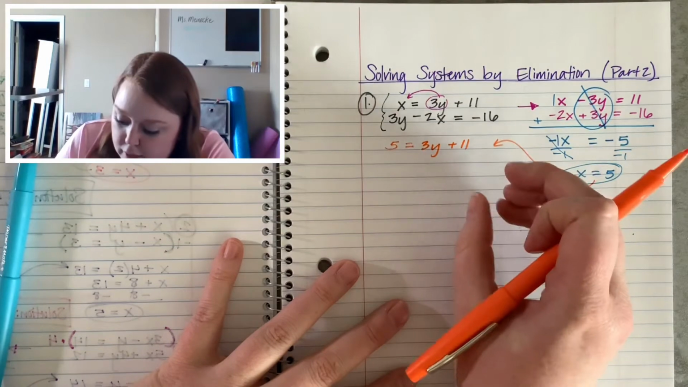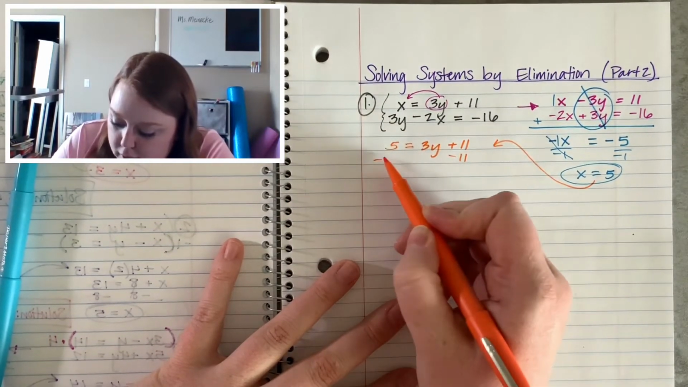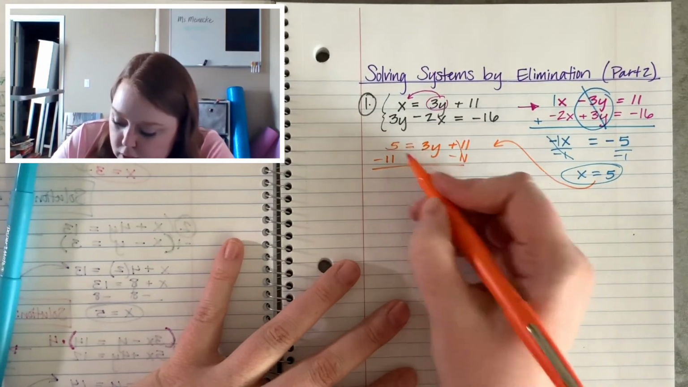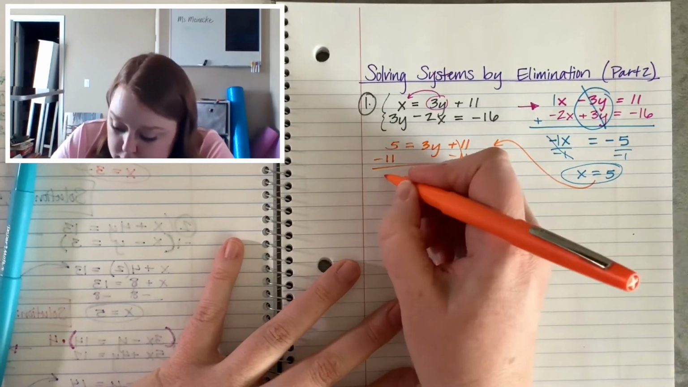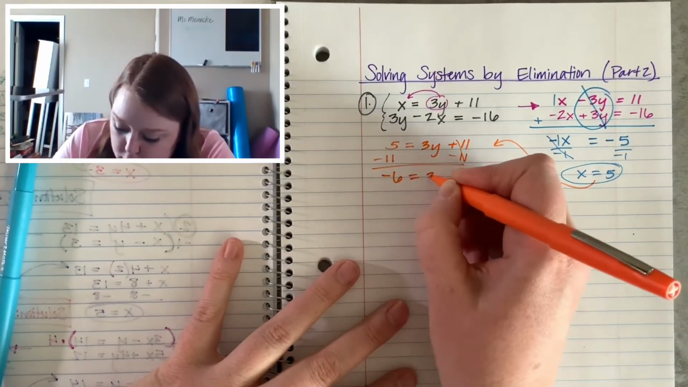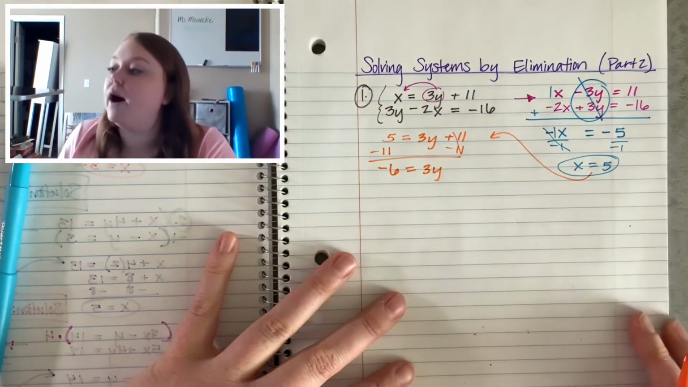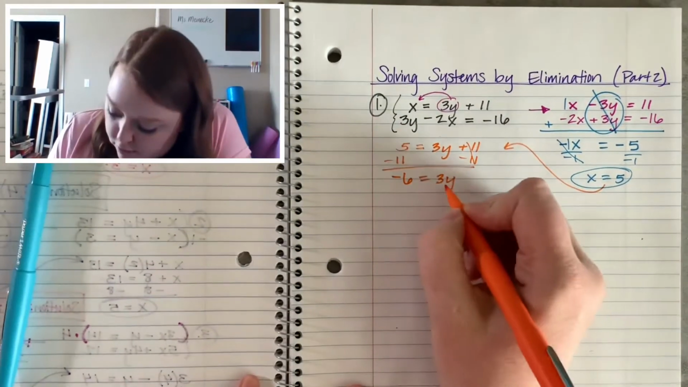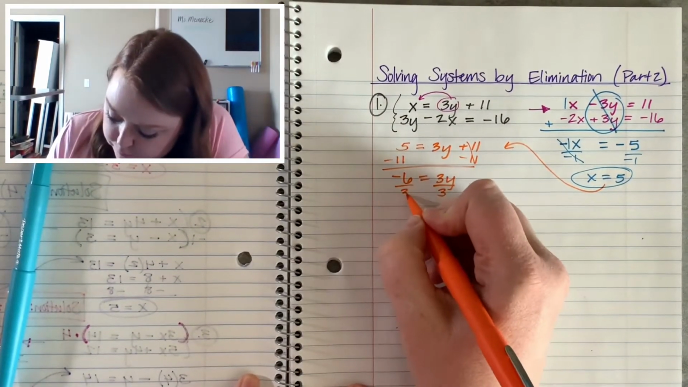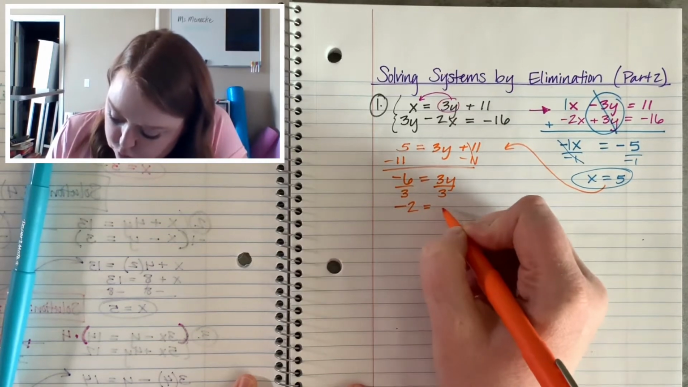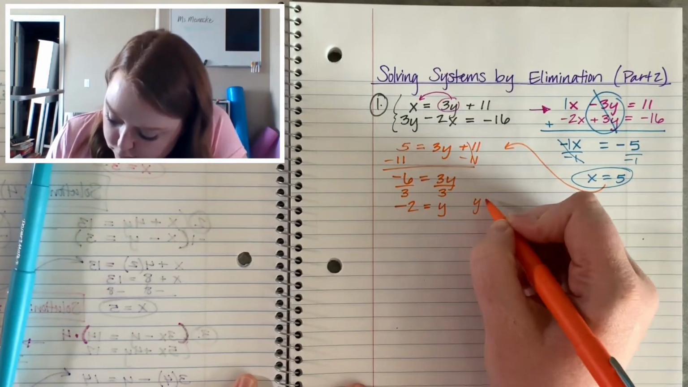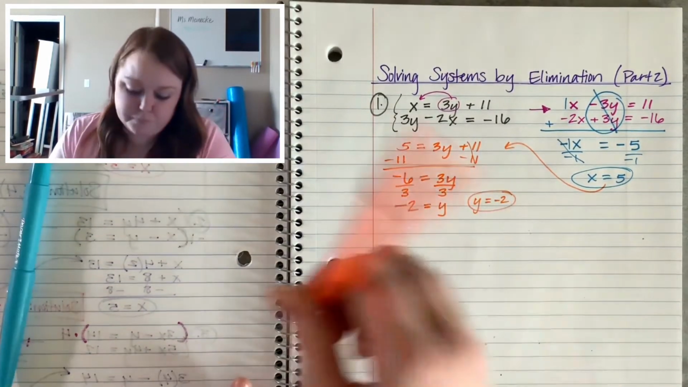Y is already on the right, so I'm going to move this 11 to the left. 5 minus 11, negative 6. So I have negative 6 equals 3y. To get y by itself, divide by 3. Get negative 2 equals y. So y equals negative 2.